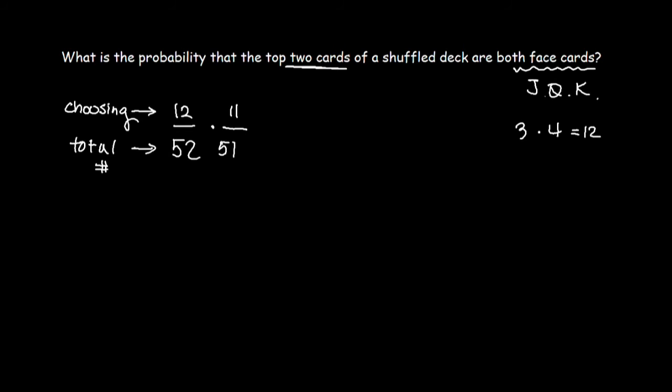So let's reduce this. 12 and 52 can be reduced by 3. So let's go ahead and do that. Actually, my mistake, can be reduced by 4. 3 and 13. 3 and 51 can be reduced by 3. So let's get rid of 3 and 17 at the bottom. What do you get when you multiply this? 11 at the top, 13 times 17 is 221. So the answer to this question is going to be 11 over 221.